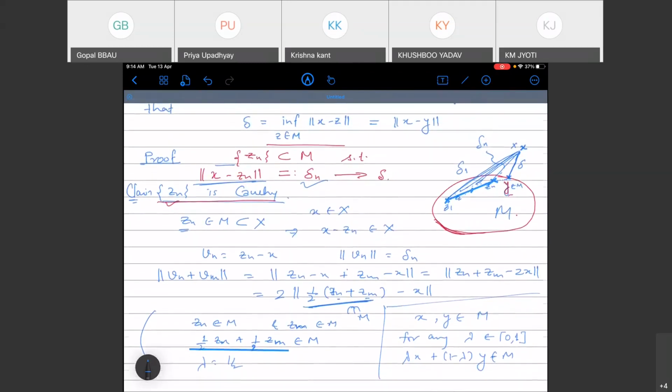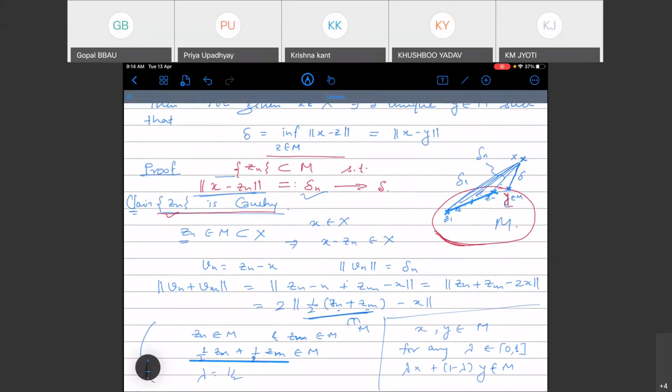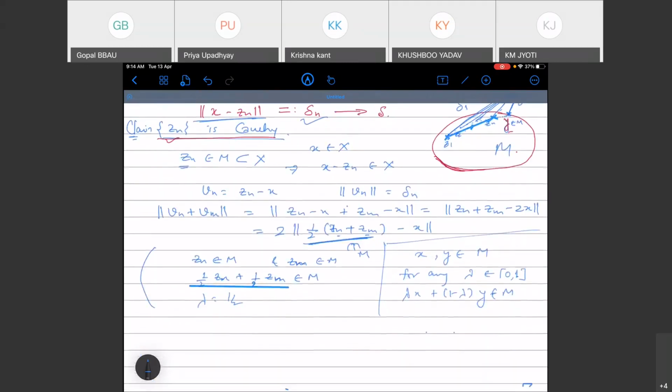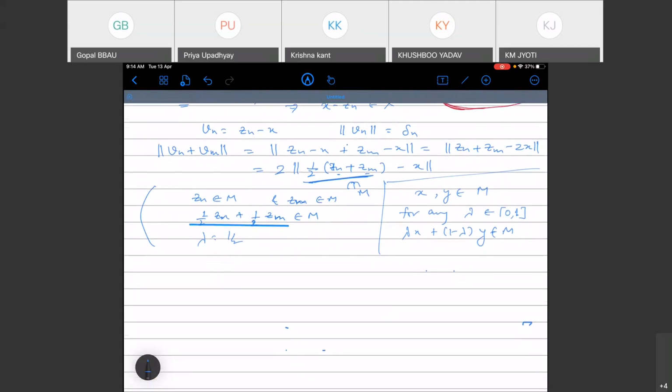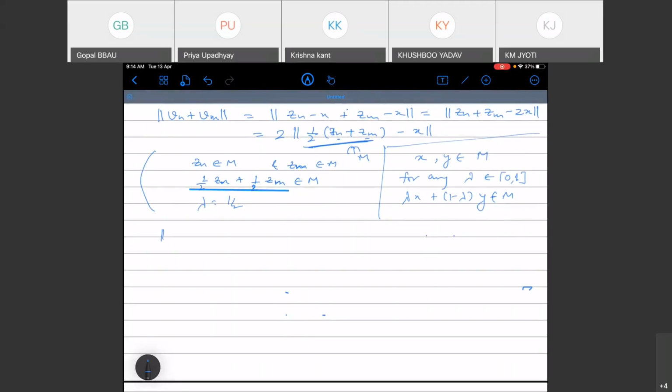And here you have, let me, so Vn plus Vm, we have this thing, and then for the parallelogram law, we also need Vn minus Vm. So what is Vn minus Vm? Vn minus Vm is, we are taking the Zn's, Zn minus x minus (Zm minus x), so minus minus plus. So this will get cancelled, and we will get Zn minus Zm.